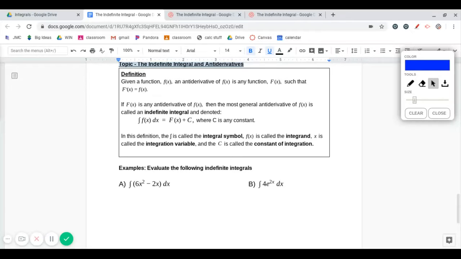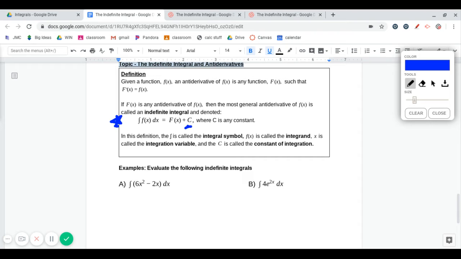Last video, we're going to talk about evaluating indefinite integrals, which is a lot like finding definite integrals, except you don't have these bounds. So what do you do when you don't have these bounds? The real difference is that the integral of a function equals the antiderivative of x plus this c, where c is any constant. I want to explain why that is, so why you need the plus c.